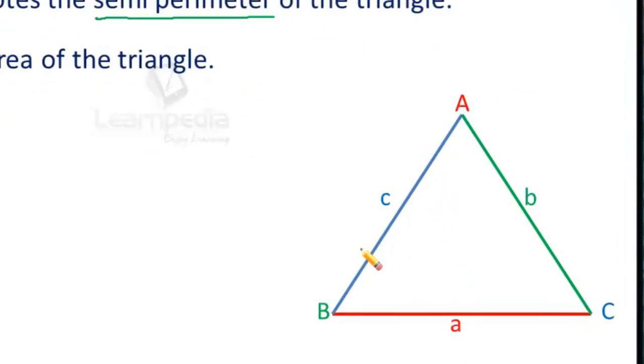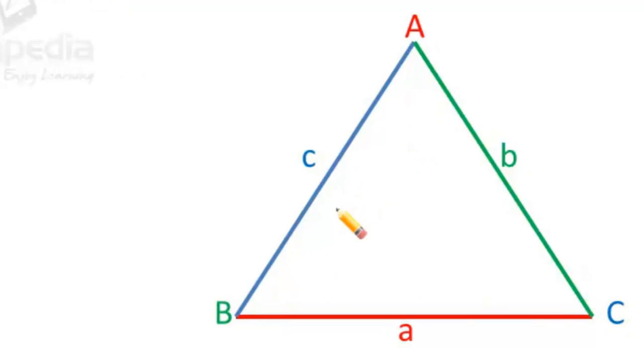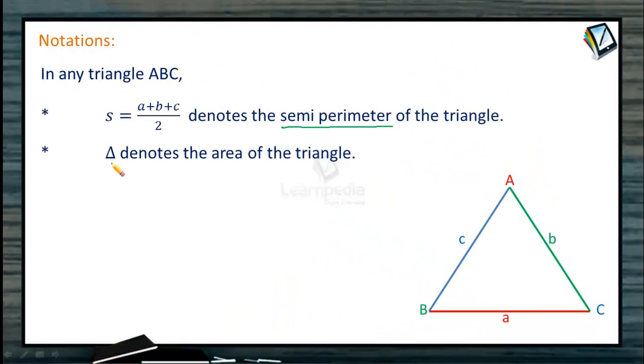Now similarly, the area of the triangle is denoted by delta. Delta always denotes the area of the region.